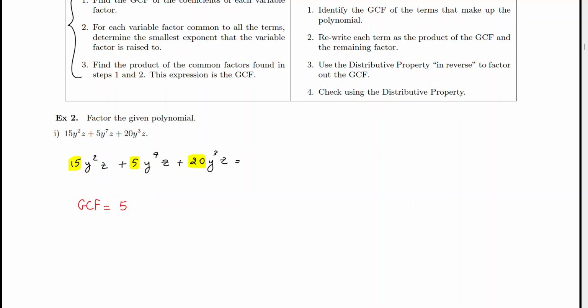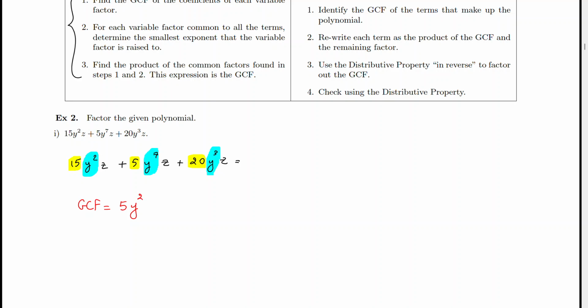The next thing we'll do is focus on the letters. In this case, I'm going to start with the y. And it seems like all of my 3 terms have a y in them. So that means my GCF should contain the variable y. And according to the steps above in the table, the y that you pick will be the smallest power that you can find in the problem. So in this case, I have power 2, then power 7, then power 3. The smallest power I can find is the power 2, so my GCF is going to be 5y squared so far.